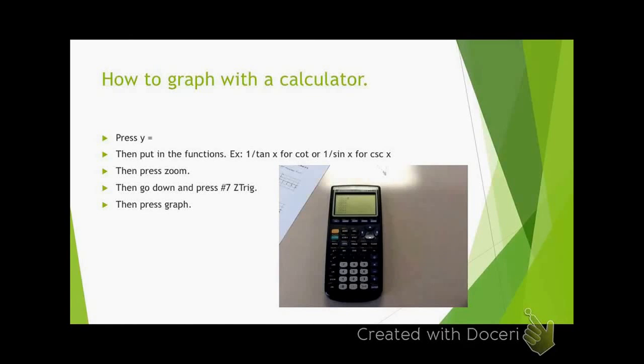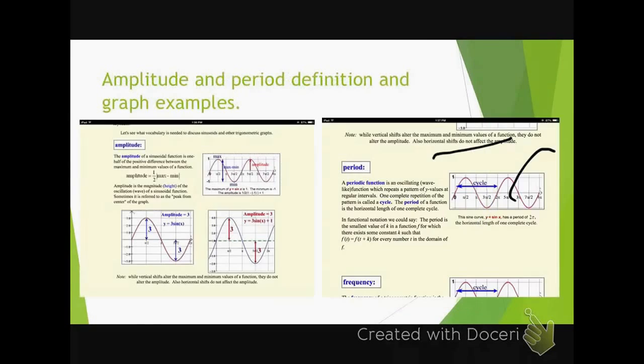Then after you do that, press zoom. Then go down, and it will give you a list. So you go down and you press number 7 for ZTrig. And of course that will notify the calculator that you're going to be doing trigonometry. And then finally you press graph, and then it will give you the precise measurement or the type of graph.